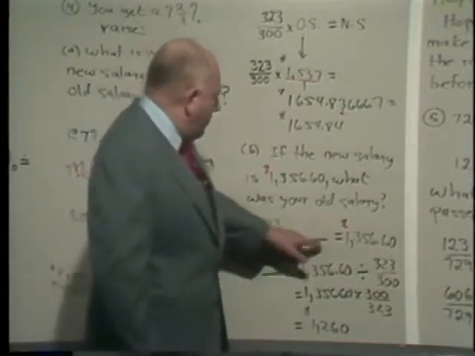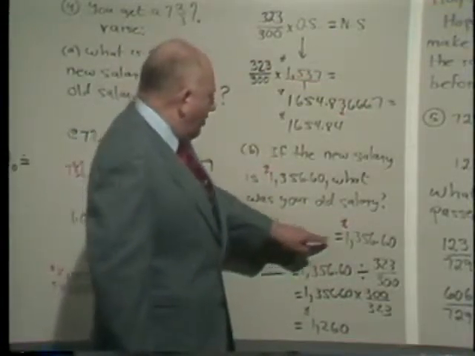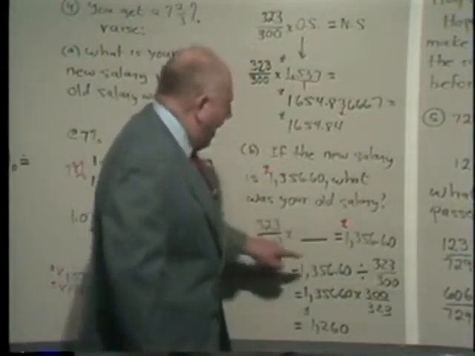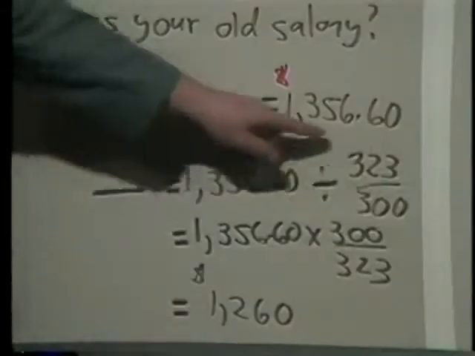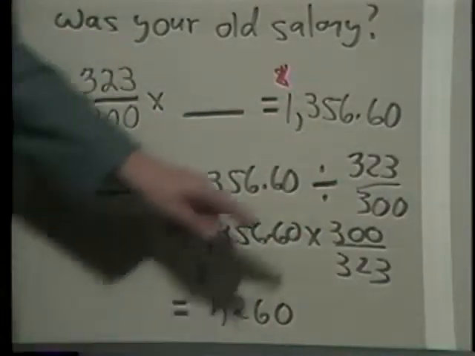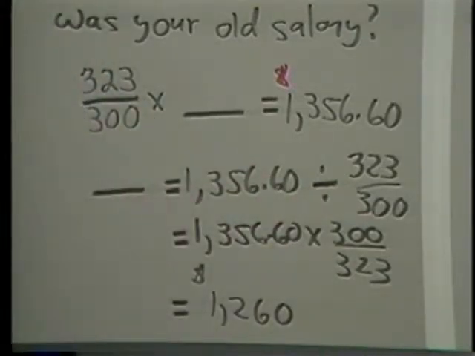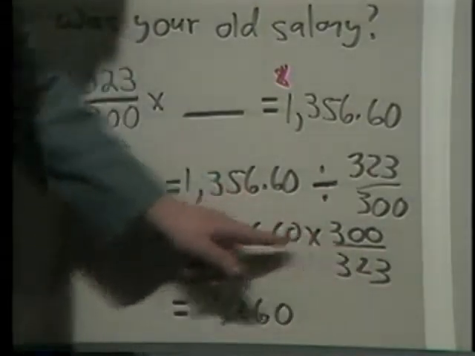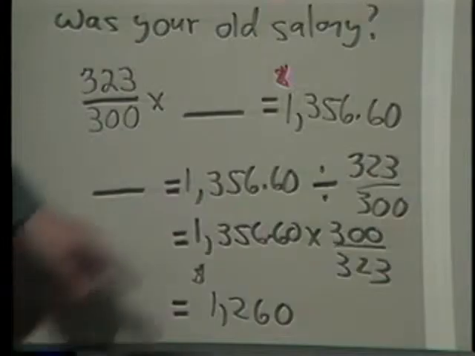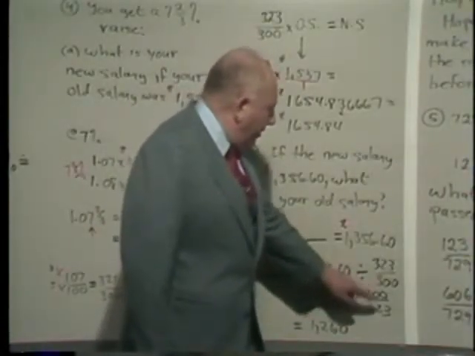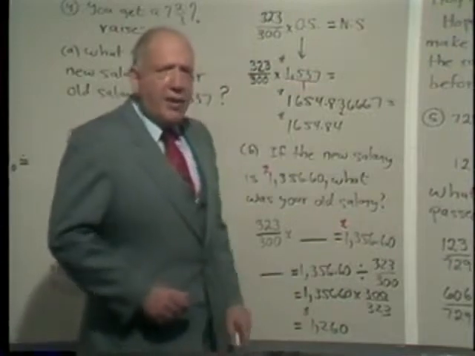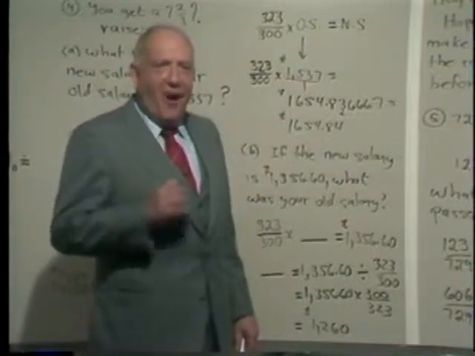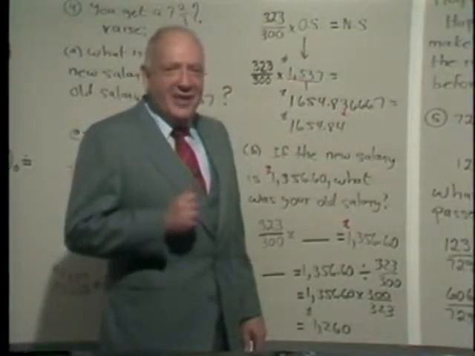So in terms of a division problem, this problem says what? The old salary is equal to $1,356.60 divided by 323 over 300. And to divide by 323 over 300, you multiply by 300 over 323. Without the calculator, we would still have a lot of work to do now. With the calculator, once we're down to here, the problem is just about over. Just multiply this by this, then divide by this, and in this case, the answer comes out to be $1,260 exactly.